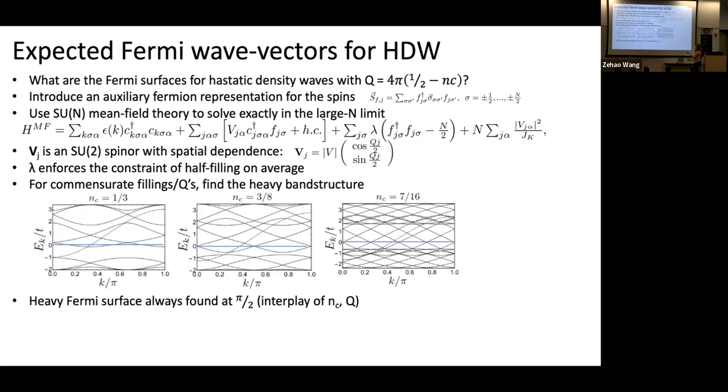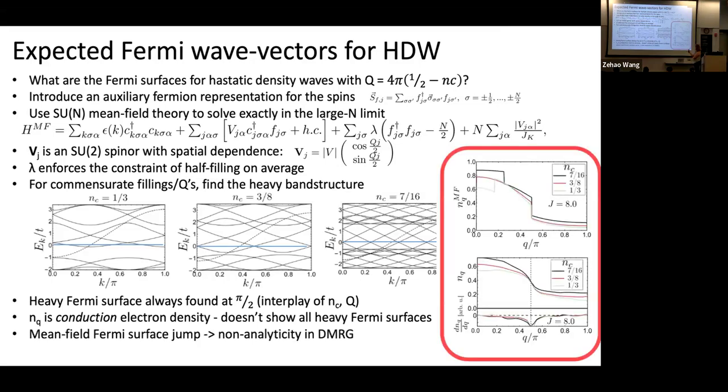And this is coming from the dependence of Q on NC. And we don't actually measure the heavy bands. We only looked at the conduction electron density. I don't know if in DMRG you can actually look at the composite fermions, but at any rate, in our mean field, we find this.